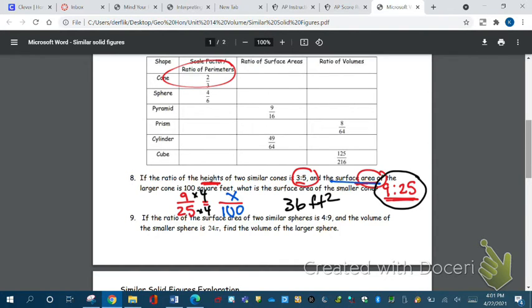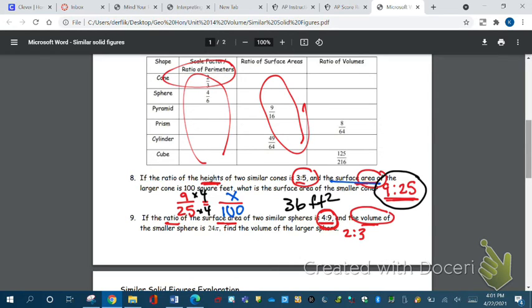Okay, this time the ratio of surface area is given, and the problem talks about volume. So first, when they give us surface area, they're giving us this number. We have to first find this number. So what's the ratio of the sides? If the areas are 4 to 9, then the ratio of the sides would be 2 to 3. That's where you start. But the question talks about volumes.